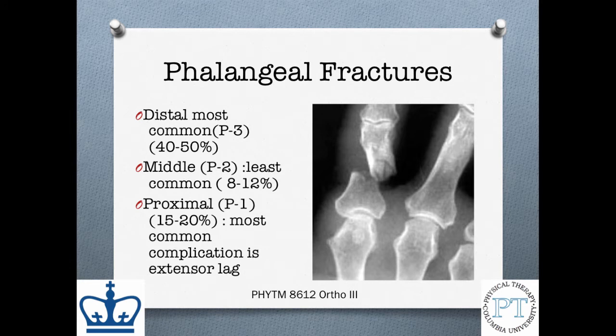Moving on to phalangeal fractures, obviously we could have proximal, middle, or distal phalangeal fractures. The distal fractures are most common, accounting for up to 50%, followed by proximal phalangeal fractures, and then middle, which are least common. And the most common complication following a proximal phalangeal fracture is an extensor lag.